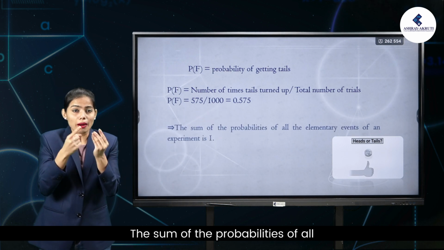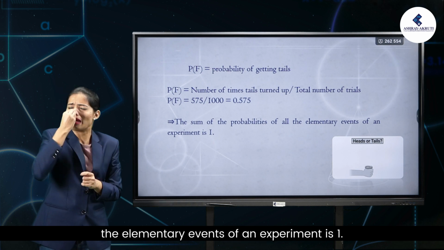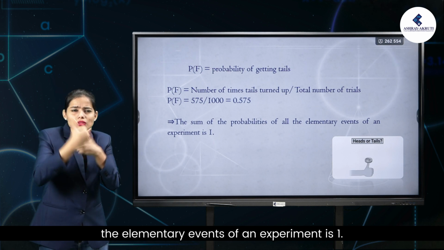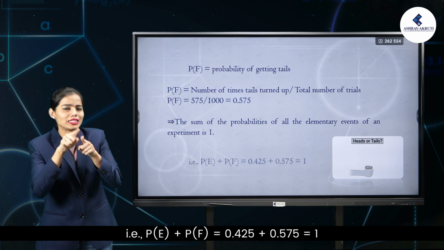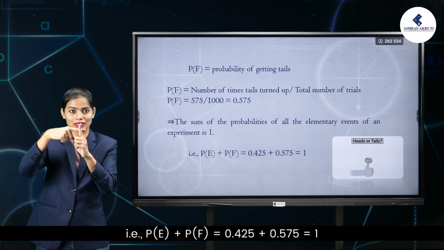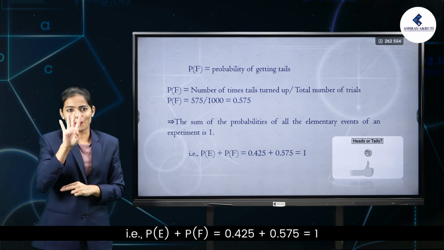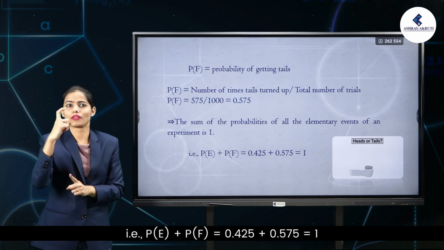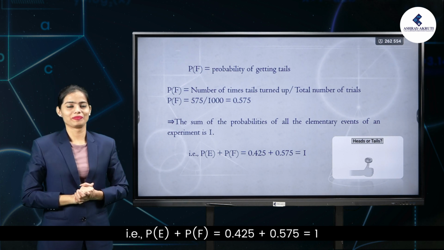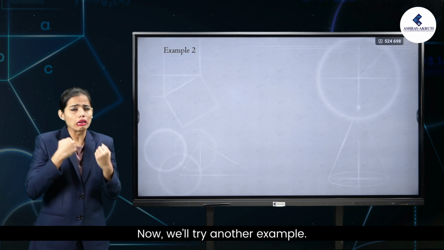The sum of the probabilities of all the elementary events of an experiment is 1, that is P(E) plus P(F) is equal to 0.425 plus 0.575 is equal to 1. Now we will try another example.